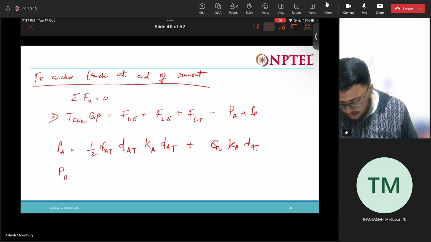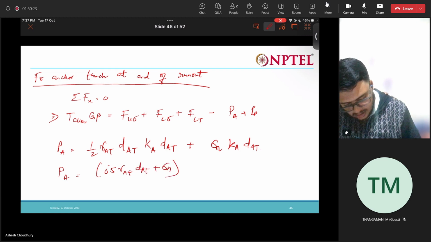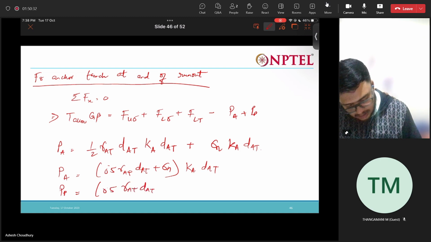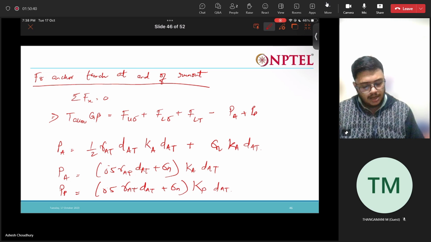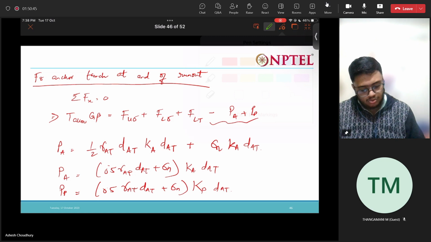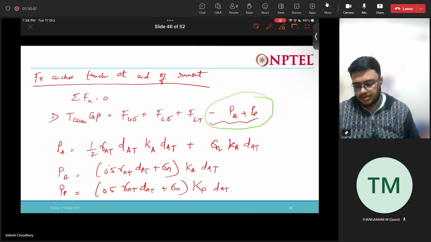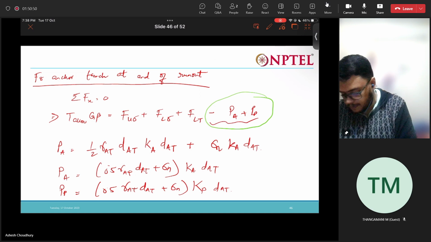Pa is equal to 0.5 gamma a d_at and Ka. Similarly, Pp is half gamma a d_at plus sigma_n plus Kp, that is the passive earth pressure coefficient. Just these two terms are added here in this case. Everything else will be the same.